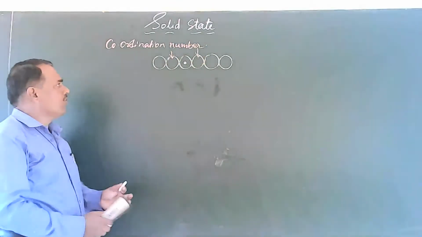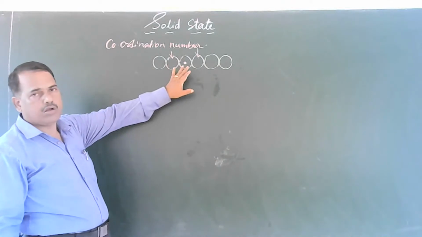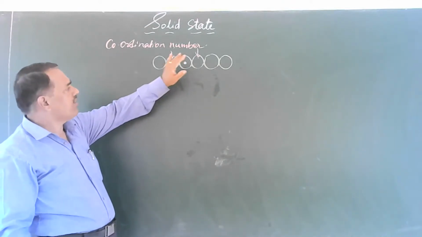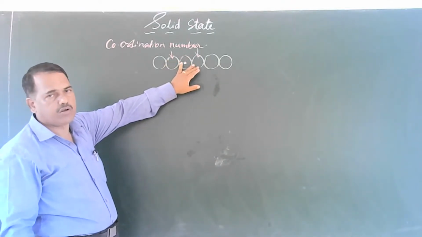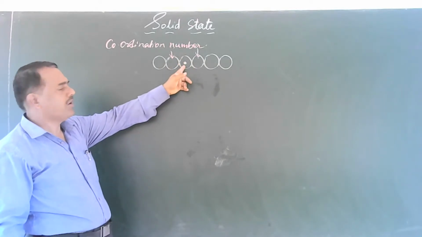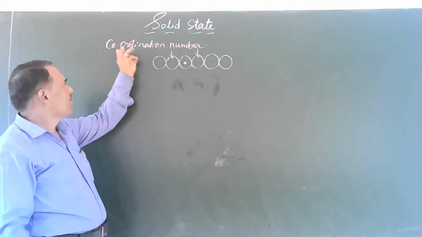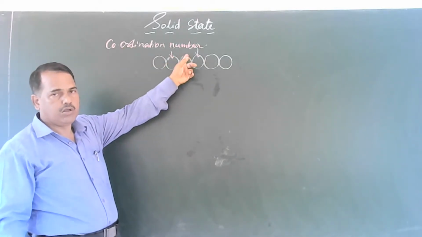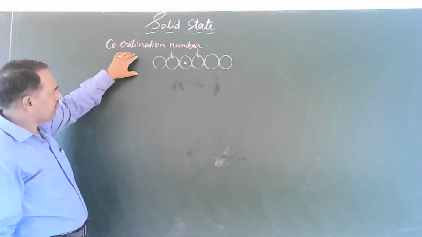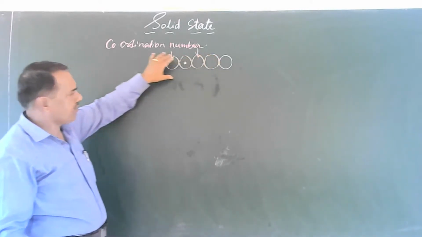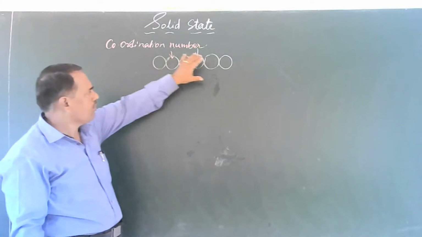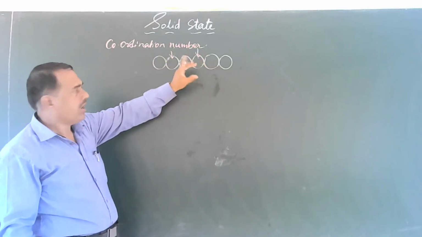Coordination number. So what do you mean by coordination number? The number of nearest particles of a particle is called coordination number. So this is nothing but a one dimensional arrangement. Only one row you can find.